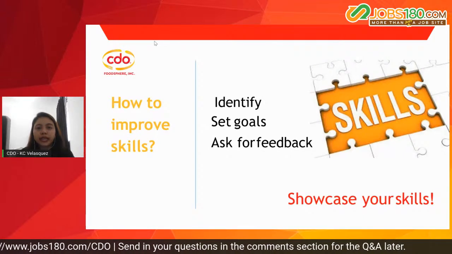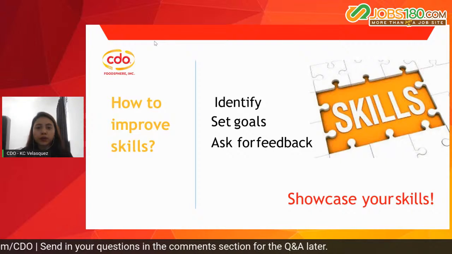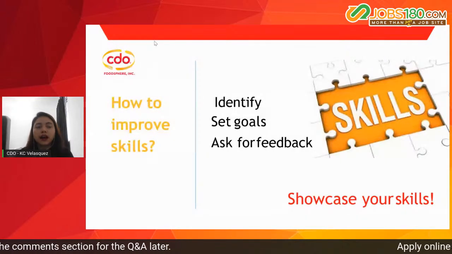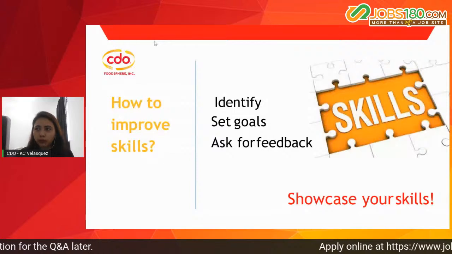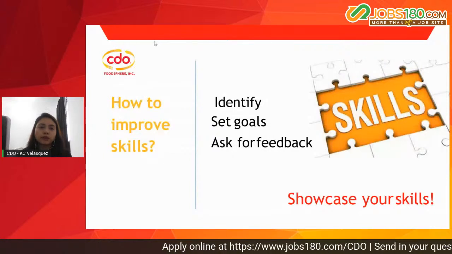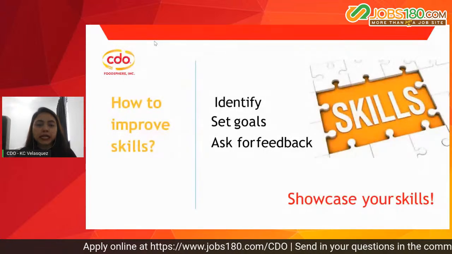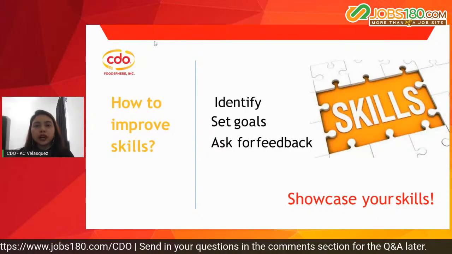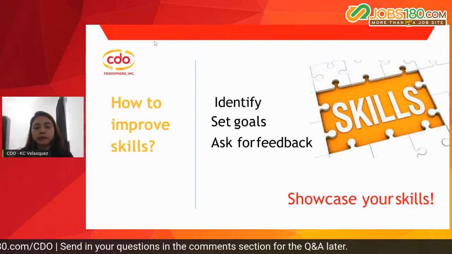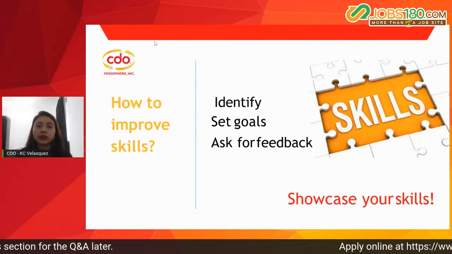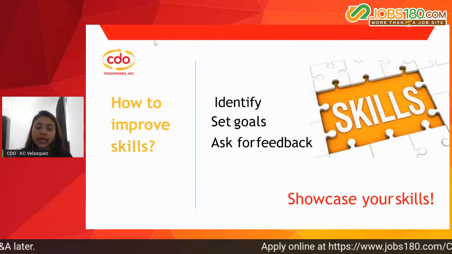Identify the skills that you want to improve on, or the strengths we have. And then, set goals. How do we set goals? Meaning, if you want to try to be faster in terms of typing speed, you need to practice, to focus, and also to get better at it on a daily basis, so that there is progress in your goal setting or your skills improvement.